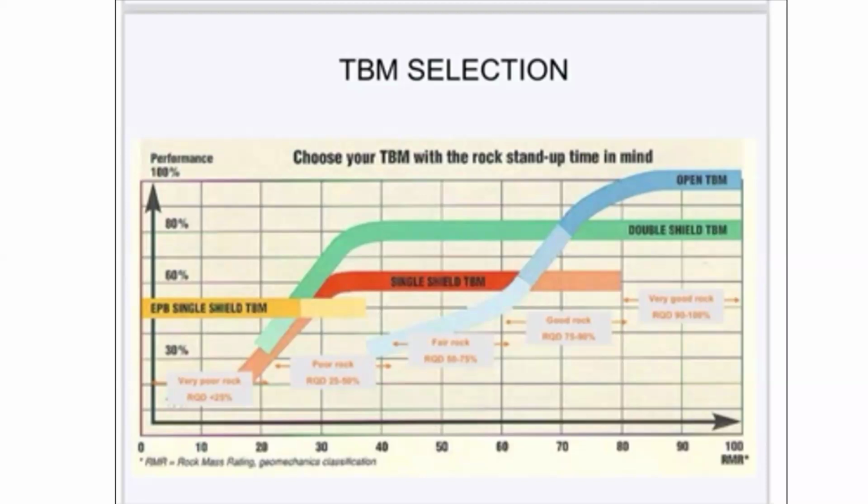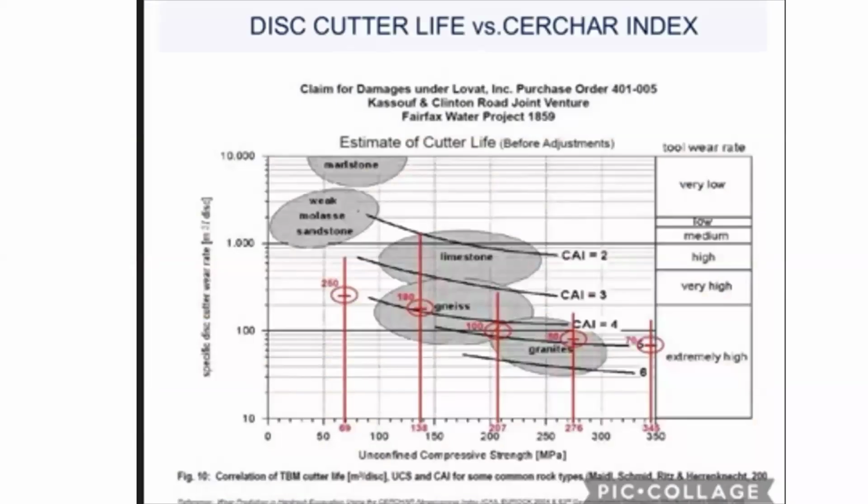So that is another thing we need to keep in mind when selecting the type of TBM: what your abrasivity rate will be. This is called the disc cutter life versus the Cerchar index. The Cerchar index is very important. Whoever has worked with a rock TBM has to know the Cerchar index value of the ground. The Cerchar index is basically correlated with the unconfined compressive strength of the rock. So if you have a very high Cerchar index value, your tool wear rate, or your cutter wear rate, will be very high.